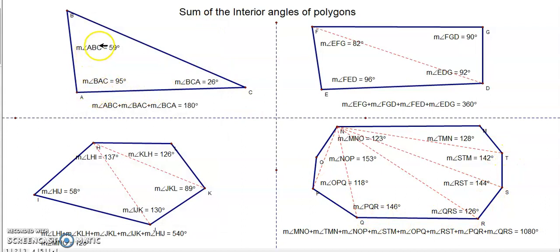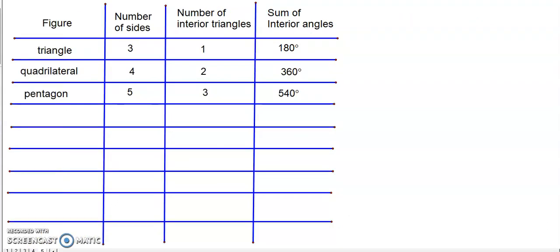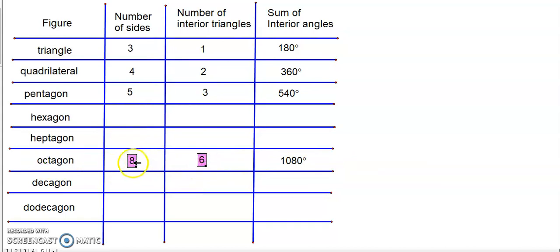For a triangle, they add up to 180. Quadrilateral, they add up to 360. So let's add that to our chart. So 3, 4, 5, 6, 7, 8 sides. So far we have triangle, quadrilateral, pentagon, octagon. So let's go back to the octagon for a second. An octagon has 8 sides. So I can make 6 triangles on the inside. So 6 times 180 is 1080, 1080 degrees.